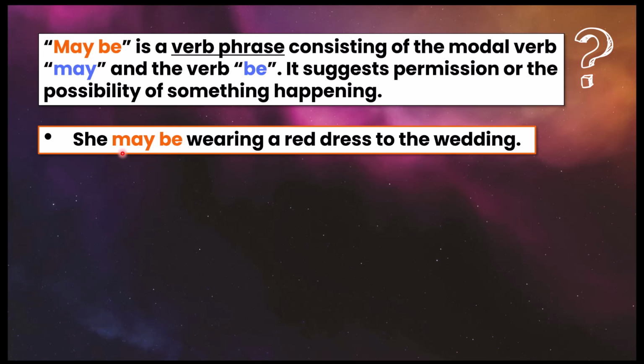Now notice that it's a verb phrase. We can't take this away. We need this to make the sentence, because she wearing a red dress to the wedding doesn't make sense. May be is functioning as a verb phrase. It is essential to this sentence.